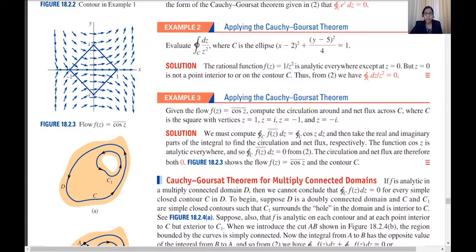Now we are given the contour, which is actually the square with vertices z is equal to 1, z is i, z is minus i, z is minus 1. So you can see in figure 18.2.3 the contour is shown. This is a particular contour. Okay, this is our contour and our function is what?